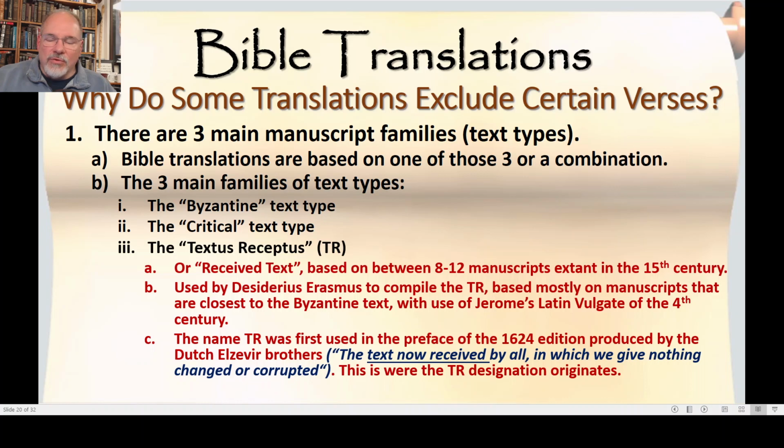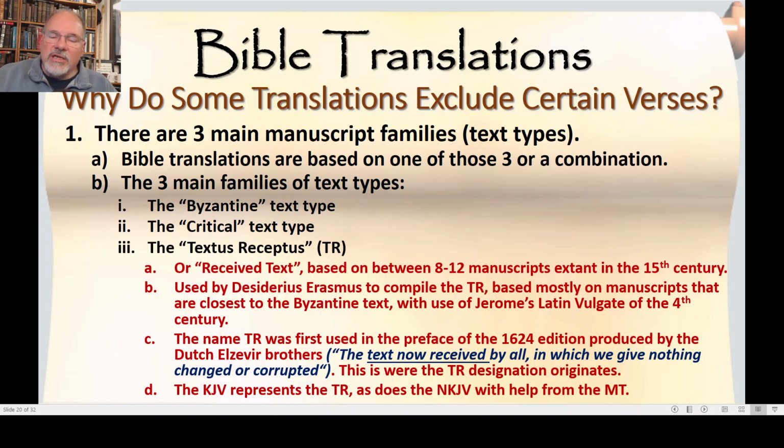That's why, if you ever get into these conversations, and people start talking about the Textus Receptus, the King James and all that, this is where it all comes from. And the King James represents the Textus Receptus, as does the New King James, with help from the majority text. So the New King James really was an update to the King James, taking into account the Textus Receptus and trying to stay as true to that as possible.